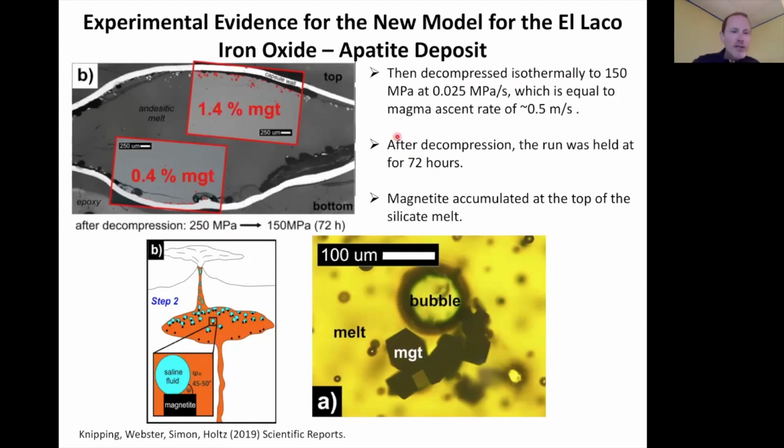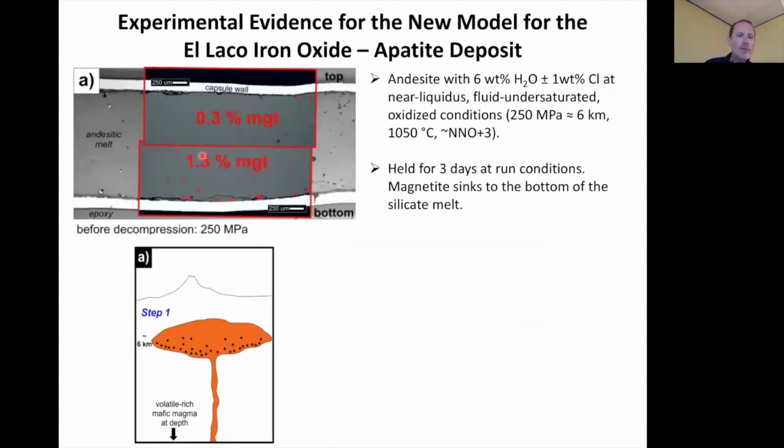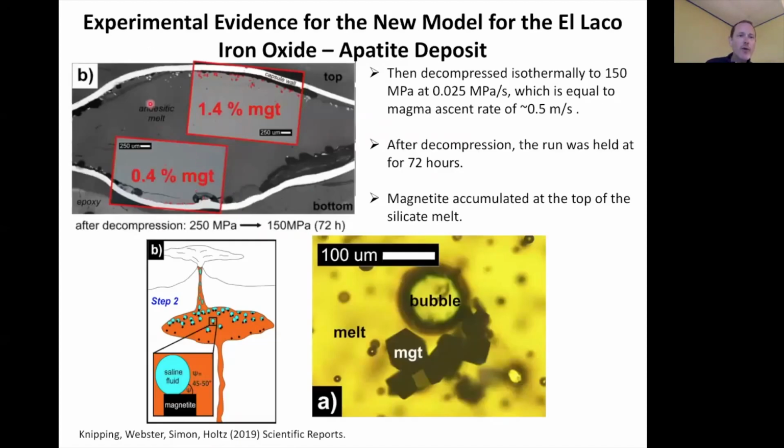Now, what decompression does is it causes the andesitic melt to reach volatile saturation. So here, we only have andesite plus magnetite. Here, we have andesite plus magnetite plus bubbles. And notice that we get the reverse of what happened earlier. In this case, the top of the capsule is enriched in magnetite, and the bottom of the capsule is depleted in magnetite. So how in the world could you explain magnetite, a more dense phase than andesite, being at the top of the capsule? It just doesn't make sense until you look in detail.